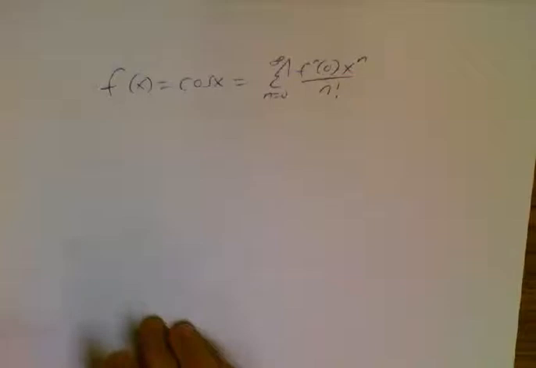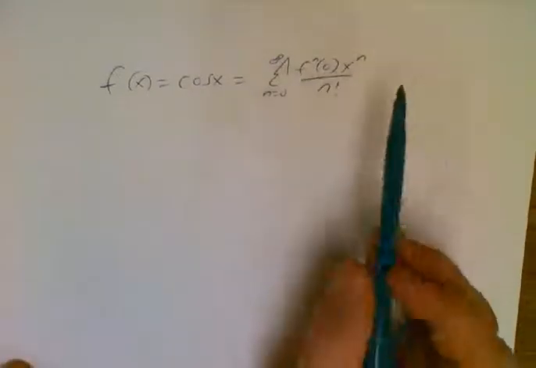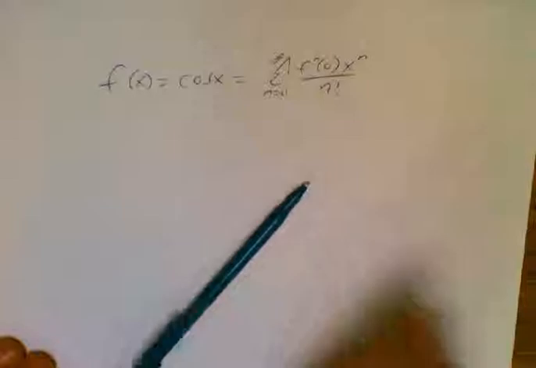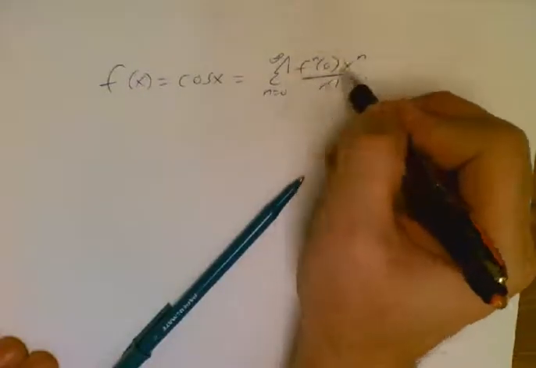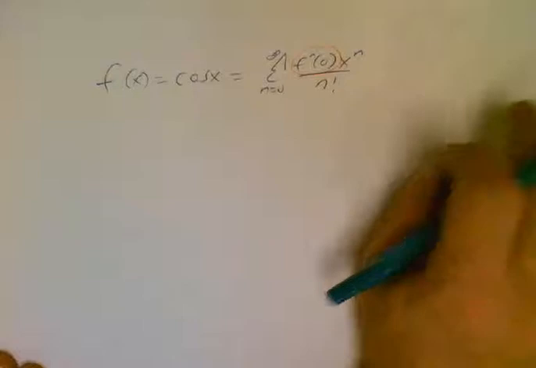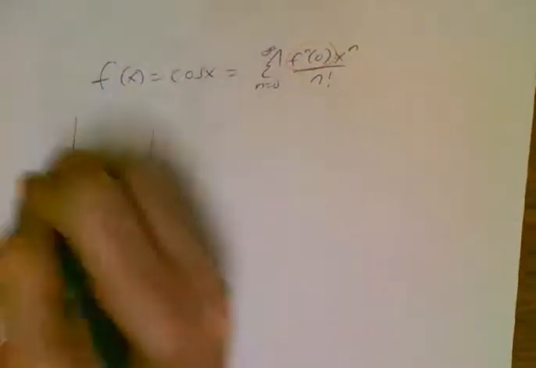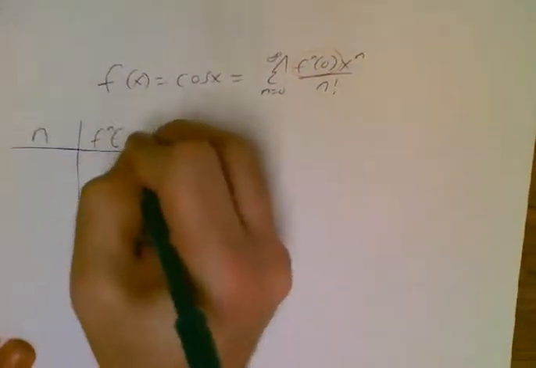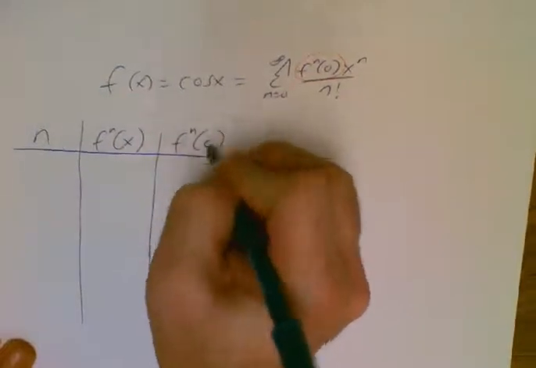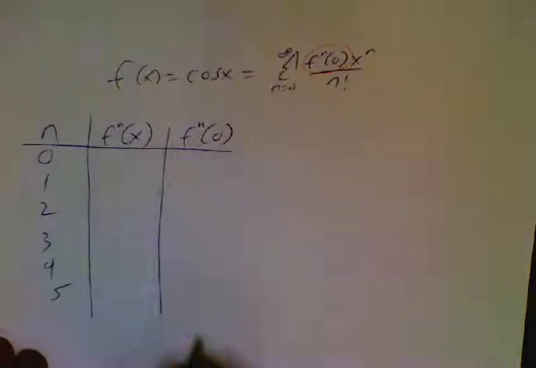Okay, so there's my power series representation in Maclaurin form where I'm centered at 0, and we need to focus again on what these values are so that we can come up with an actual polynomial that will represent cosine x. So I'm going to set up a chart and my n values, my derivatives, and my values at 0. So let's go and see what we can get.